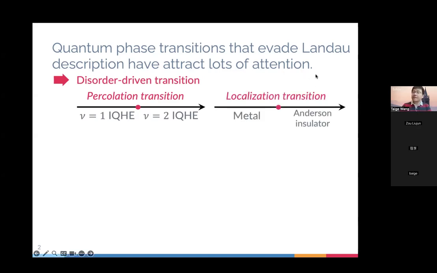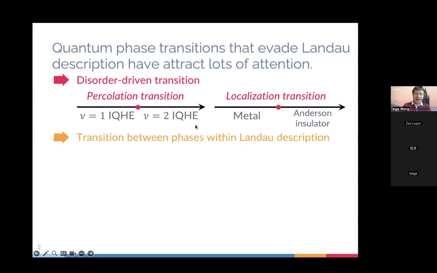You can also have this localization transition going from a metal to an Anderson insulator. In both these two cases, it's difficult to describe as a symmetry breaking. You might be able to do it somehow by the replica trick, but if I give you a disordered metal, it's hard to write down an order parameter with which you can write down Ginzburg-Landau theory. So this is one category I know of.